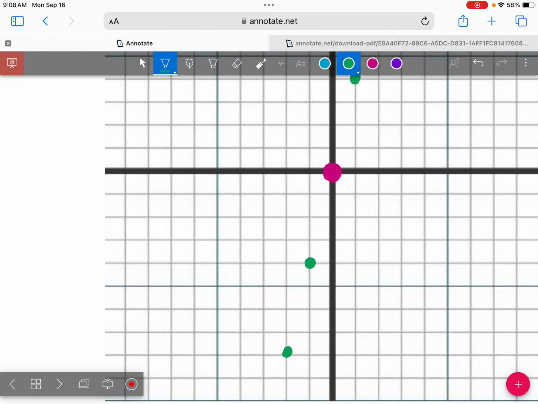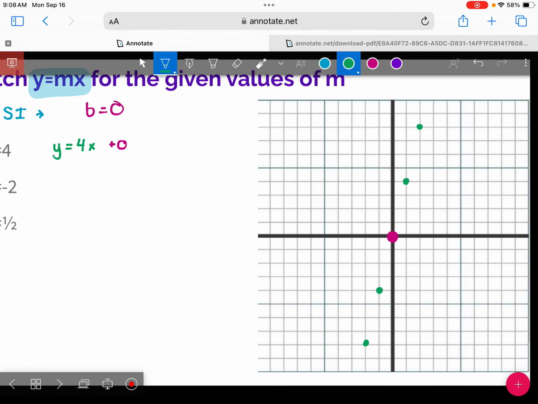Connect these up using a ruler. Whenever you graph a line, you need to use a ruler. Connect up your points, as many as you can fit on your graph. Go from edge to edge on the graph we give you, and draw your arrow.